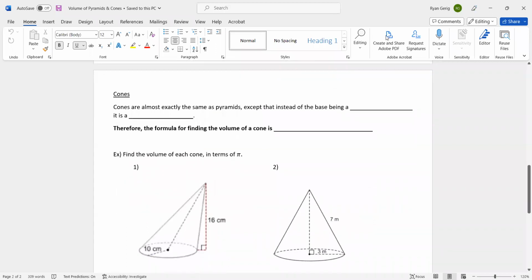All right, cones. Cones, just like cylinders' relation to prisms, cones are almost exactly like pyramids, except that instead of the base being a polygon, the base is a circle.